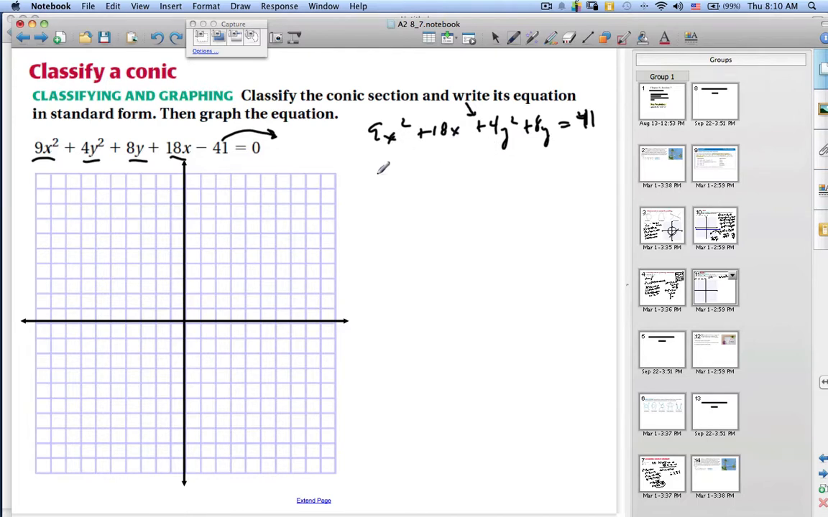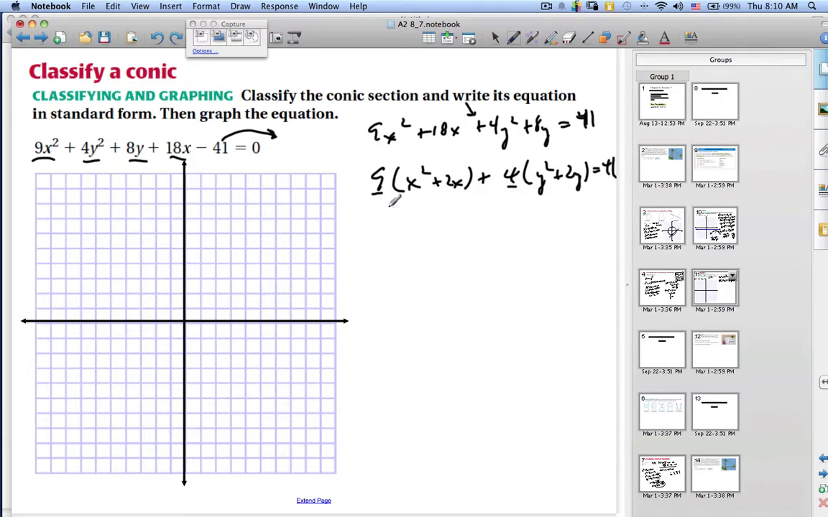If I factor a 9 out of this, I'll have 9 times x squared plus 2x. And if I factor a 4 out of that, I'll have 4 times y squared plus 2y equals 41. And you see, my coefficients are not the same number, so now I know this is an ellipse. If they'd been the same number, it would be a circle, but this is an ellipse.